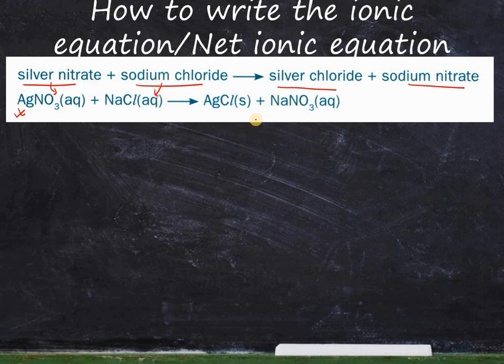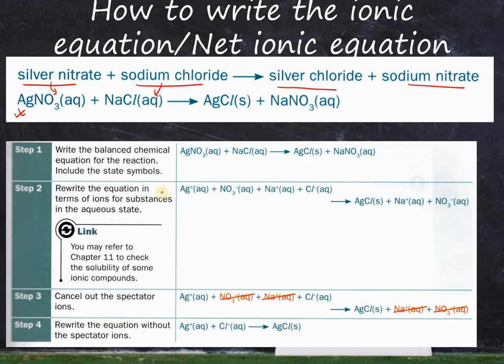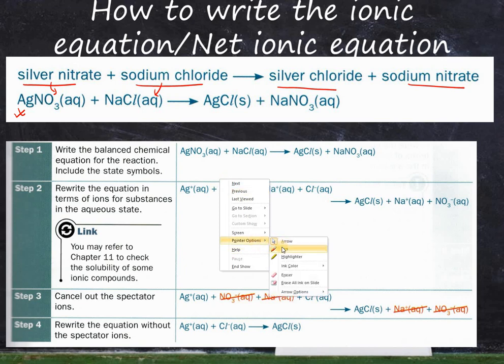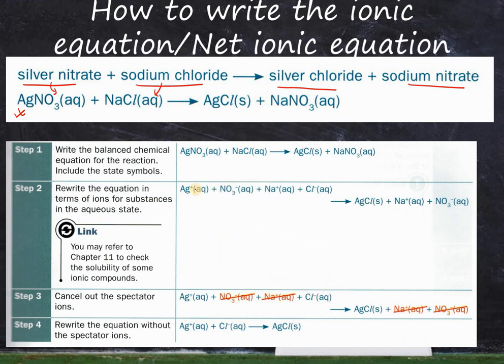Now how do we represent this in ionic form? The rule says there are certain steps to follow. Step number one: you write the balanced equation. Maybe you can write this in your notebook. These steps are very important. We should never jump directly to the final equation.